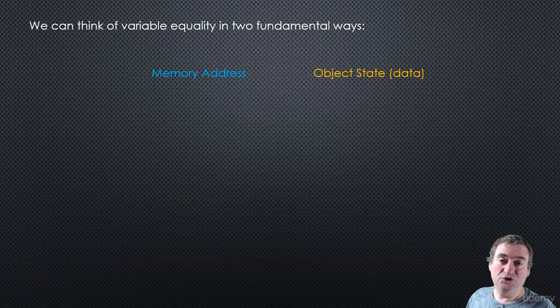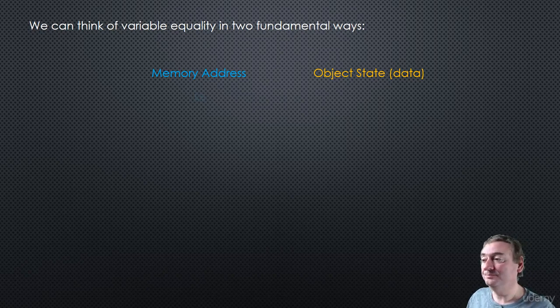We may also want to just compare the internal state of the objects, the data. For example, the contents of two lists. They may not reside at the same memory address, but they may have the same content. And the same thing with strings and number values and all the different objects and data types that we can have in Python.